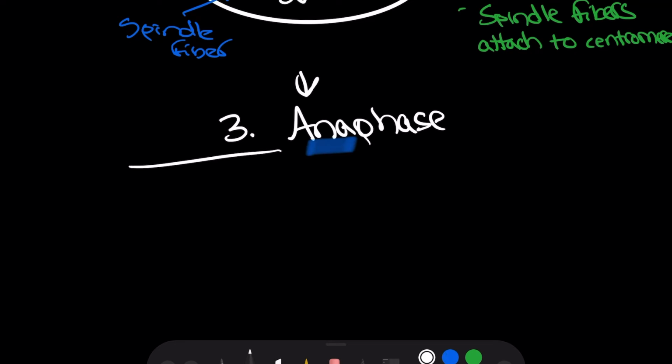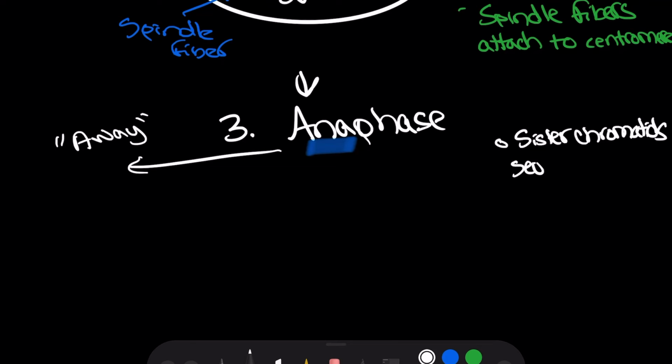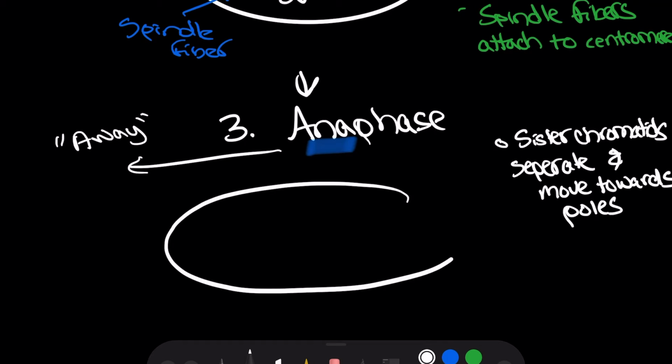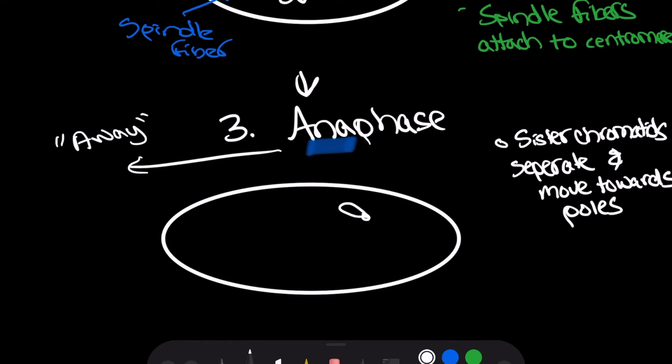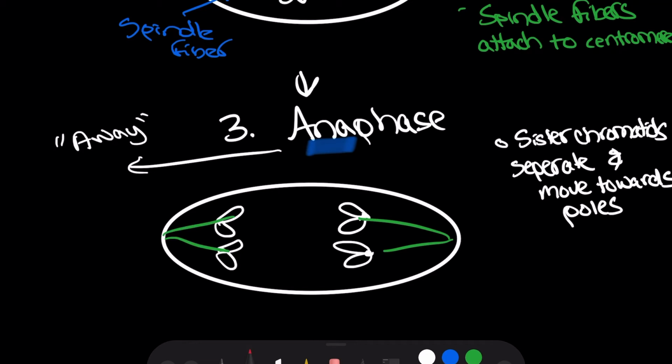Step number 3 is where we actually separate the sister chromatids. Ana means away. So the sister chromatids are going to move away from each other, and they're going to move towards the poles in the cell. So if we look at our cell, it's starting to stretch as if you were stretching a ball apart, and you see those sister chromatids flying away, being pulled by the centrioles that are attached to the spindle fibers.